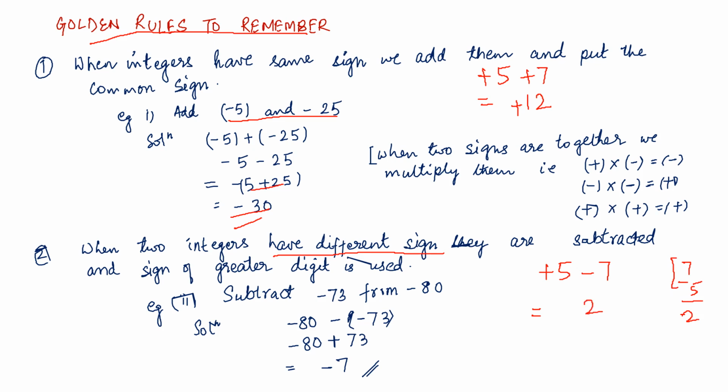But here, which one is the bigger number? If you see, 7 is the bigger number, 5 is the smaller number. 7 has a minus sign, so the answer will have a minus sign and the answer will be minus 2. Clear?